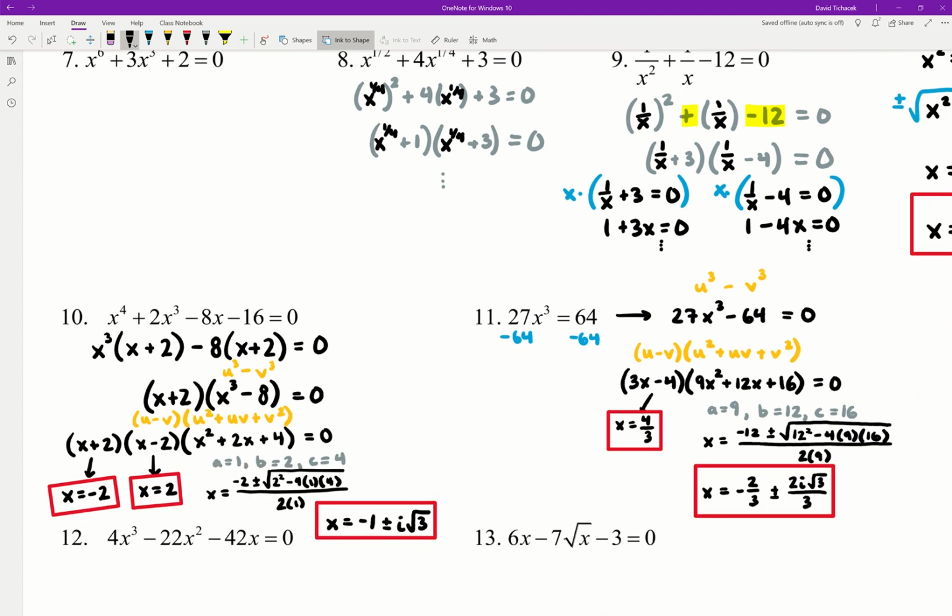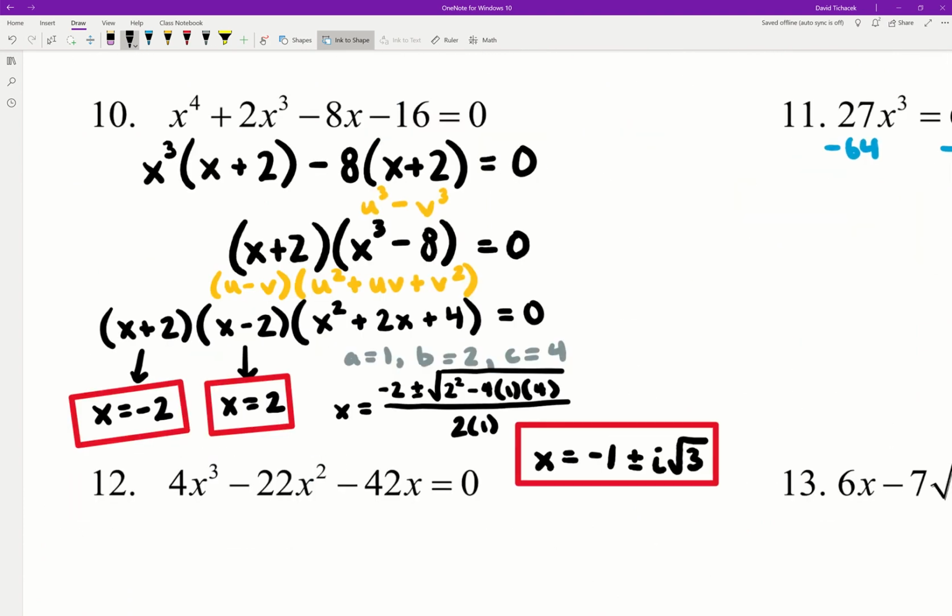Moving on here in the video, we have more examples. So in number 10, this would just be a 4 term polynomial that you can factor by grouping. Okay, so we discussed how to factor by grouping back in the day, and so you'll note here that at the very end, we end up with these 3 different factors.